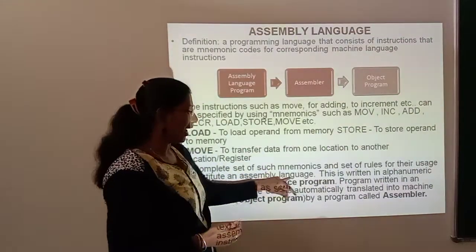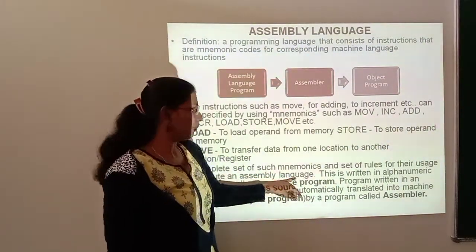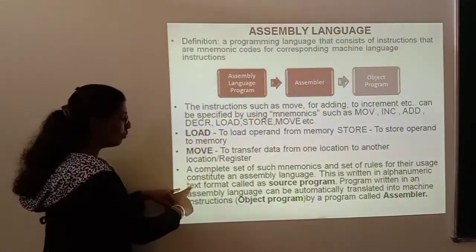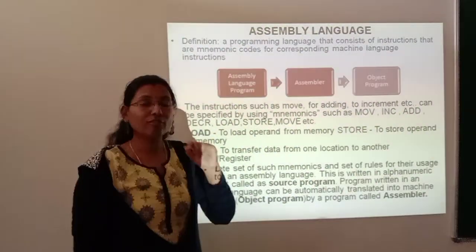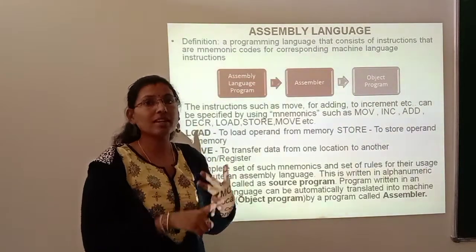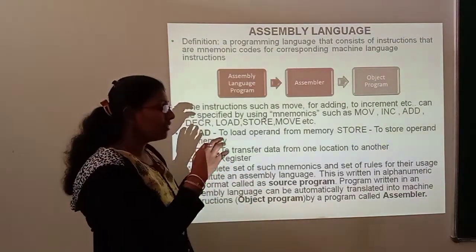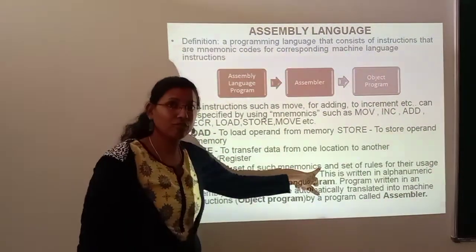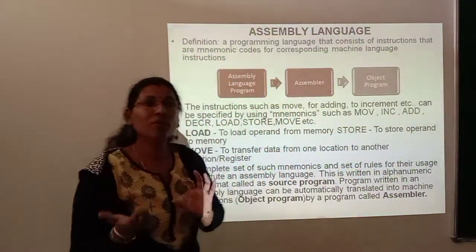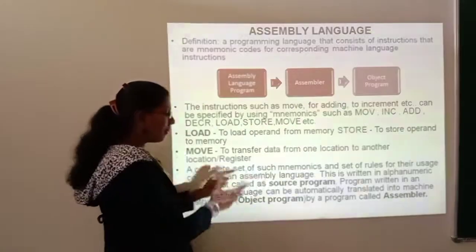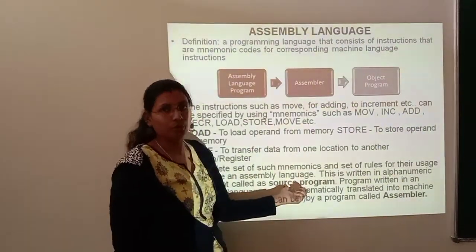So that we call as assembly language. This is written in alphanumeric text format. Alphanumeric means a combination of alphabets and numbers. So the commands or the instructions, a set of mnemonics, will be there. All those mnemonics will be represented in alphanumeric format. So that format we are going to call as a source program.